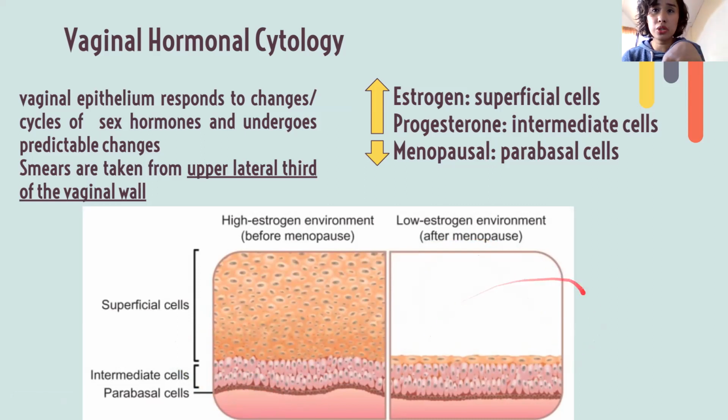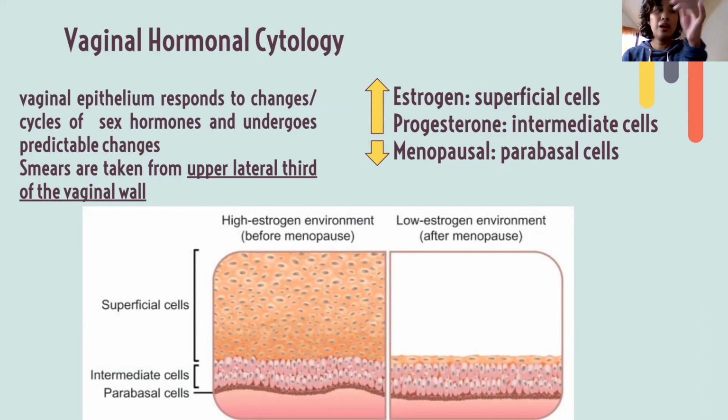However, in cases of low estrogen, pag nag-menopause na, konti na lang yung superficial cells. And after menopause, usually mas marami ang parabasal cells compared to your superficial cells. So pag maraming estrogen, class, ang predominant ay superficial cells. Pag progesterone, class, this is a hormone for pregnant women. So in pregnancy, konti rin ang superficial cells. Ang marami, intermediate cells. At pag menopause, decrease ang estrogen, decrease ang progesterone. Ang effect niya, class? Mababa ang superficial, mababa ang intermediate, mataas ang parabasal cells.